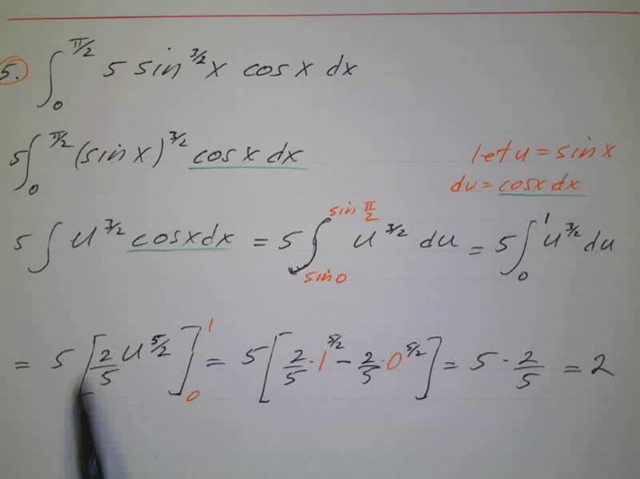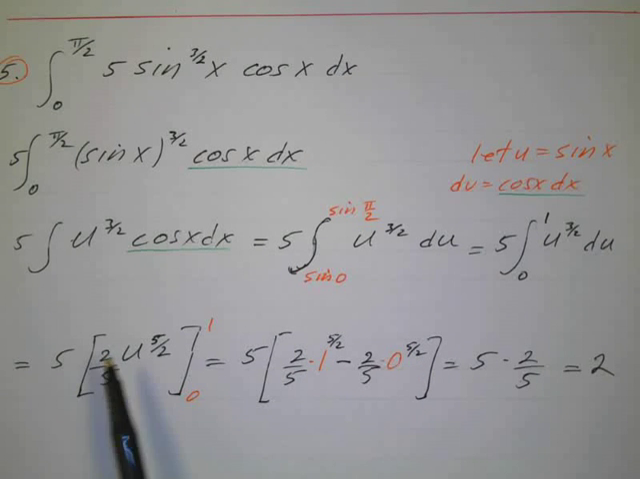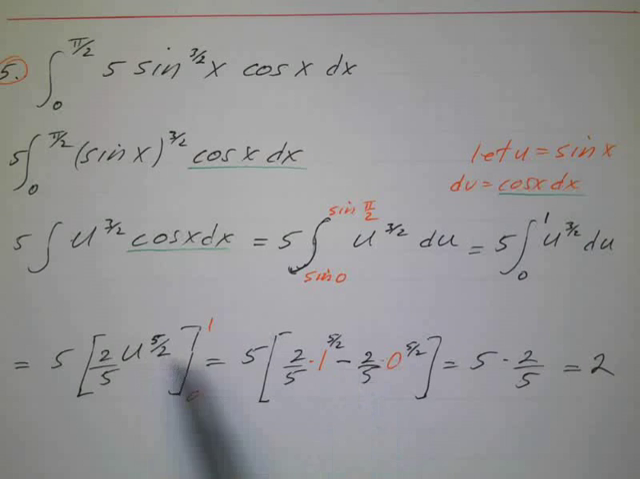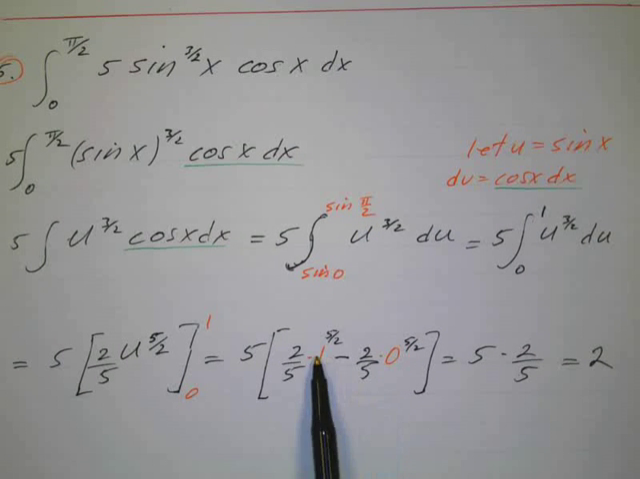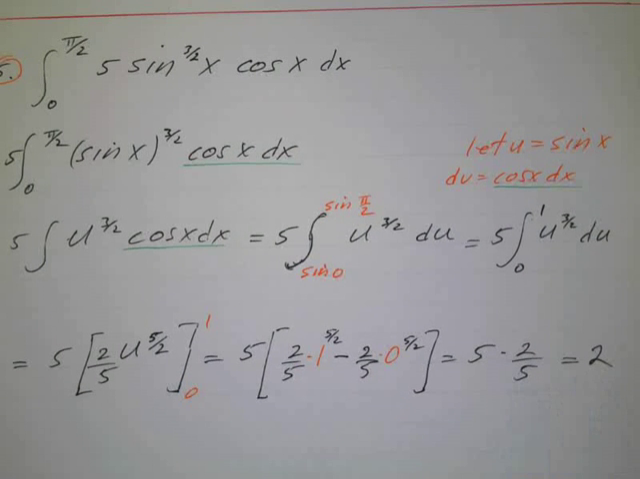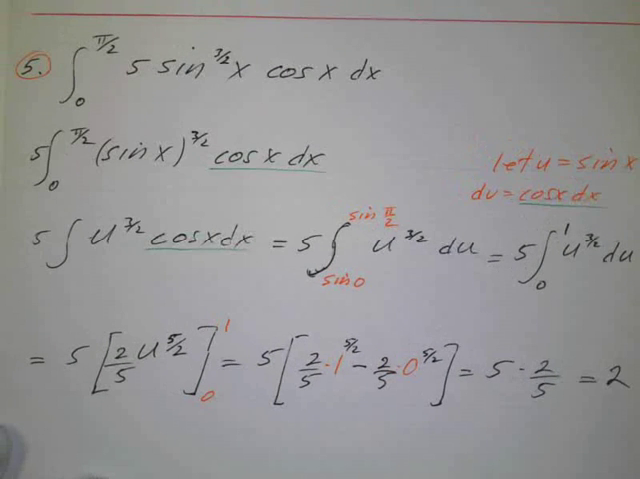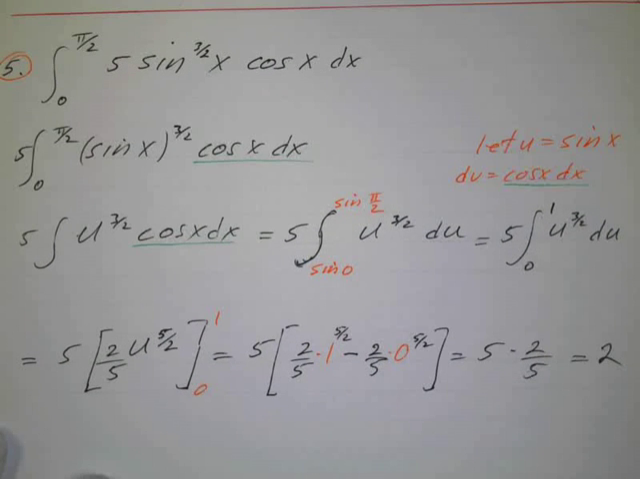And this is a 5 out in front, so I got 5. And the nice thing about the 0 is this whole factor will go away. I wrote it out here, but you could just zap it. Okay, so 2/5, 1 to the 5 halves minus 2/5, 0 to the 5 halves. That goes to 0. That's just 1, so that's 2/5. So 5 times 2/5 is 2. And you're done. Okay?